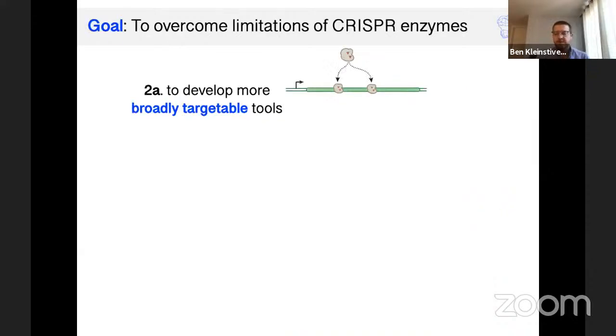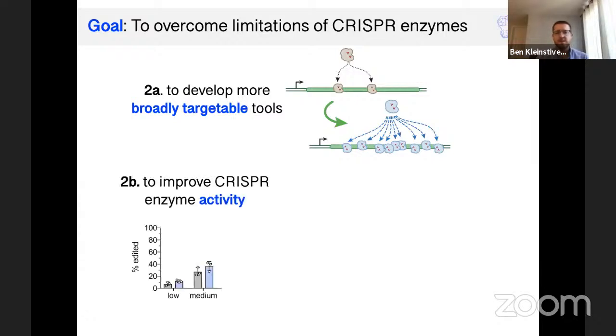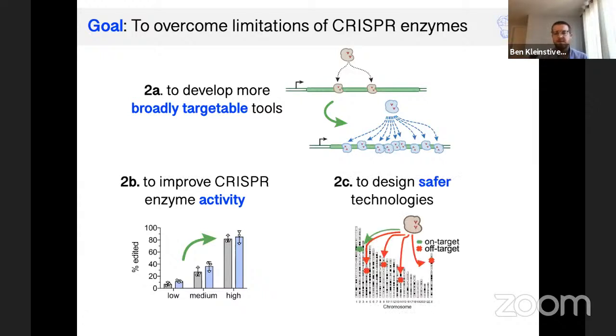So I'll describe to you 3 short stories about how we've been able to make more broadly targetable CRISPR enzymes, where we've gone from the relatively restrictive NGG PAM requirement to be able to target many more sequences than any given genetic sequence. I'll describe to you how we've been able to engineer more highly active CRISPR enzymes. So this is work that we did on Cas12a molecules. And then I'll describe to you several different pieces of research where we've been able to design safer CRISPR technologies that now eliminate off-targeting, but retain high levels of editing at the on-target site.